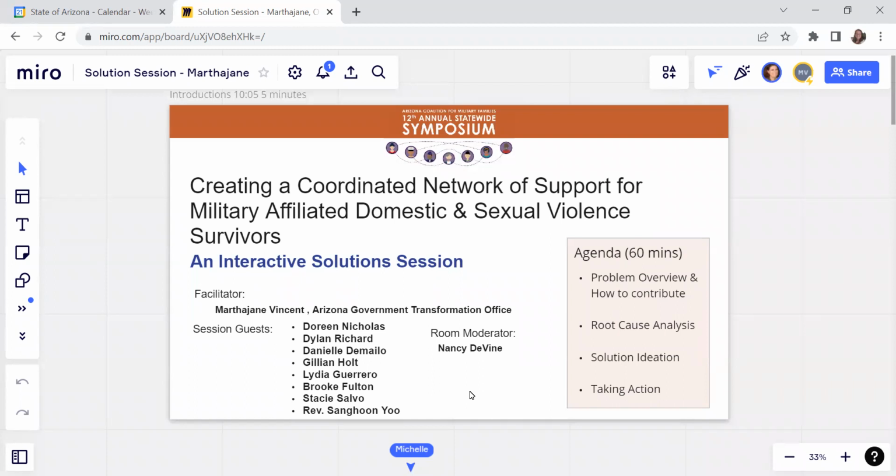We have Jillian Holt, who is out of a vet center, readjustment MST, and MFT, which is a marriage and family therapist counselor. And Ms. Holt specializes in working with service members and veterans that have experienced trauma, both combat and MST. Ms. Holt is also married to a combat veteran and comes from a military family.